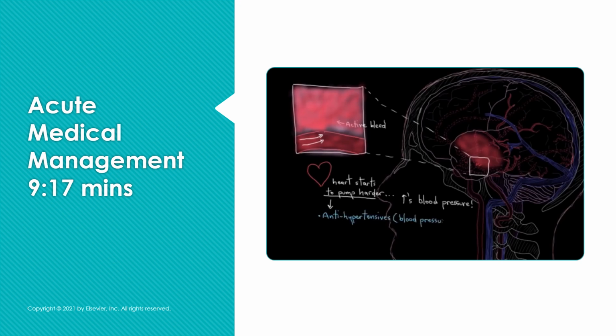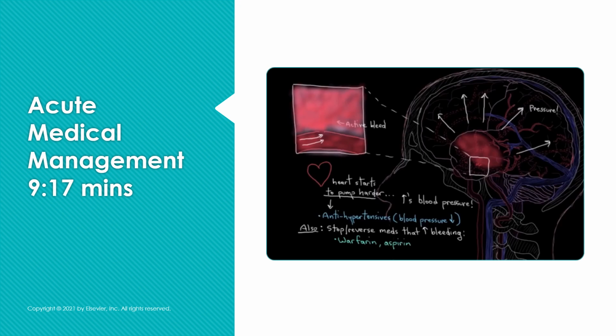So the patient might be given antihypertensives or blood pressure lowering drugs to try to keep the blood pressure from getting too high. It's also really important with hemorrhagic strokes that the healthcare team stops or reverses the effects of any medication that the patient's regularly taking that might increase bleeding, such as warfarin or the aspirin that we mentioned earlier.